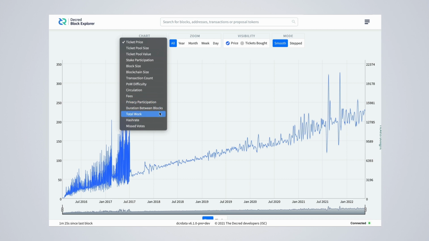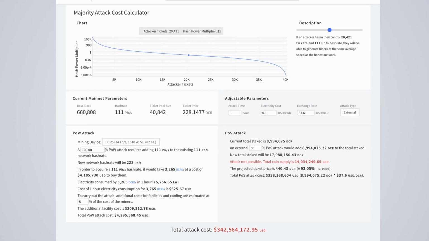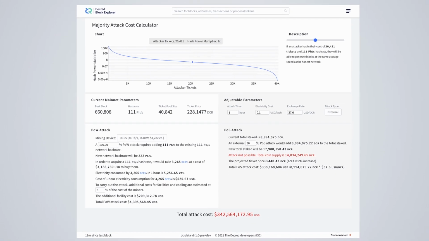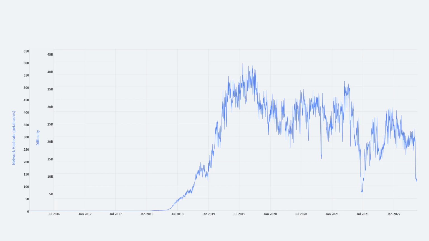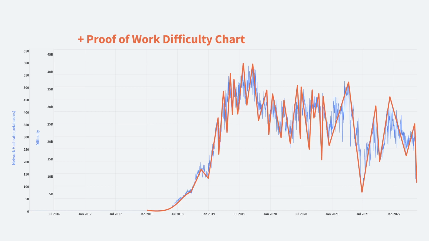Proof of work charts include the hash rate, proof of work difficulty, duration between blocks, and total work. And let's not forget to run our calculations through the attack cost calculator to see how expensive the chain is to attack. First, the proof of work difficulty and the hash rate. These two charts should be in lockstep with each other. In pure proof of work systems, the higher they are, the more costly the attack.